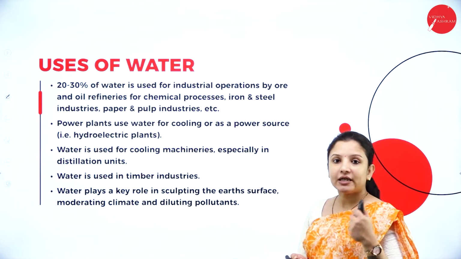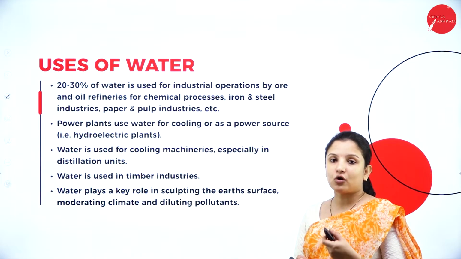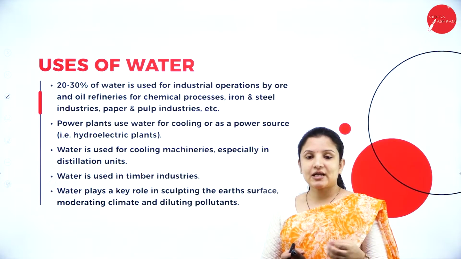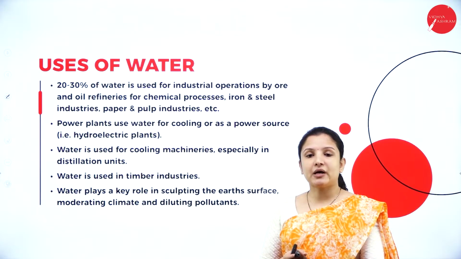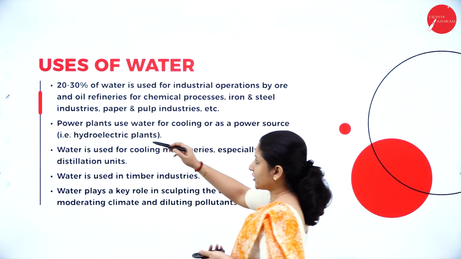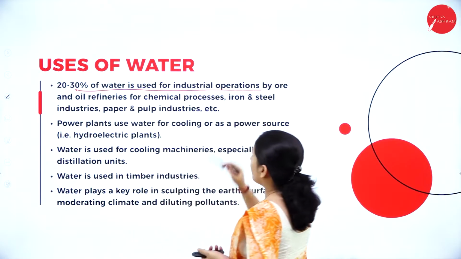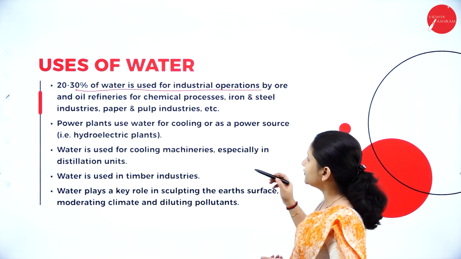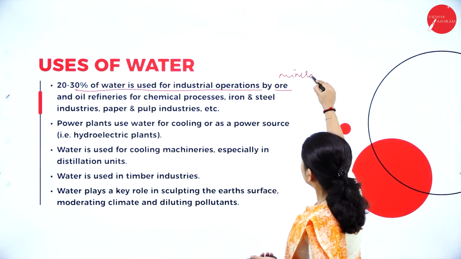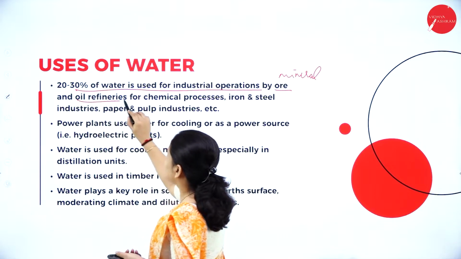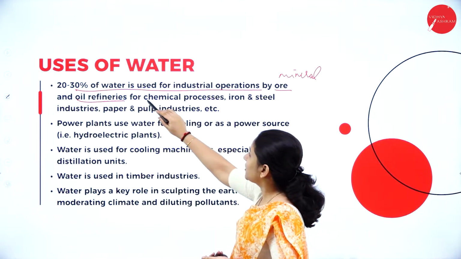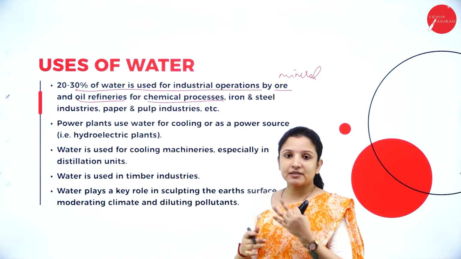And apart from that, industries also make use of water on a large scale. The best example is the mining industry. They make use of water on a large scale. The paper industry, to prepare paper and pulp and all that, needs a large amount of water. So 20 to 30% of fresh water is used for industrial operations, and also for ores, that is, mineral ores. For mineral mining and oil refineries it is also used, wherein they use it for chemical processes, that is for refining the minerals and the oil.